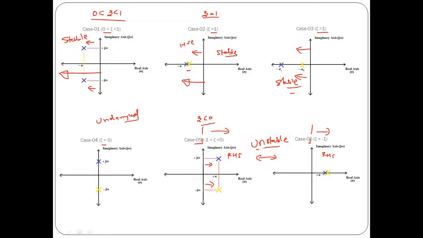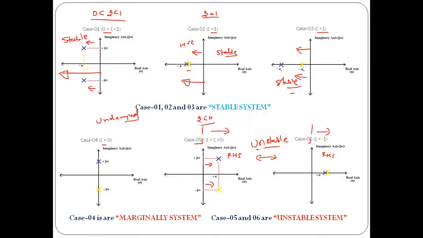So I want everyone to please note down this point. This is very important. And based on these final conclusions, you may have various types of numericals on GATE, maybe theoretical questions or maybe numerical type questions. So cases 1, 2, 3 are stable systems. Case number 4 is marginally stable. Case number 5 and 6 are absolutely unstable systems. This is very important. Please note down this point.